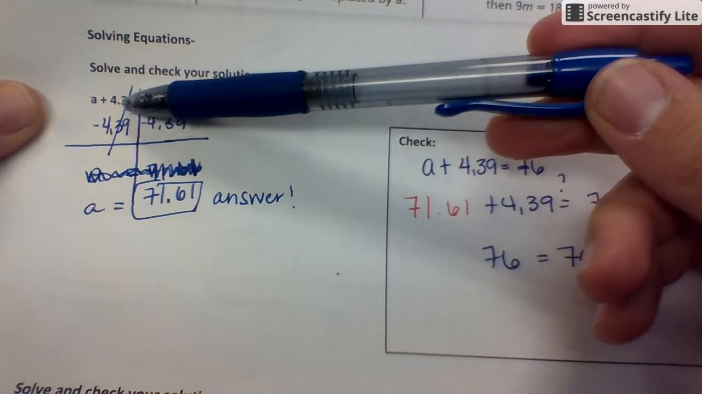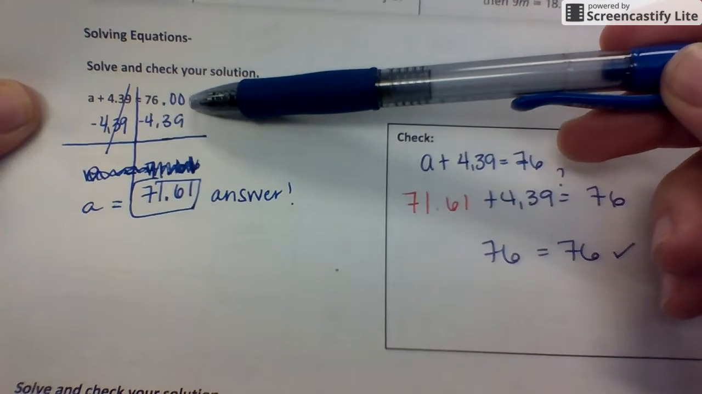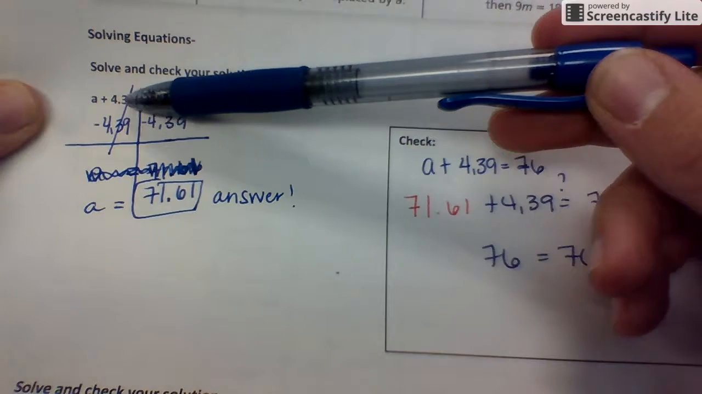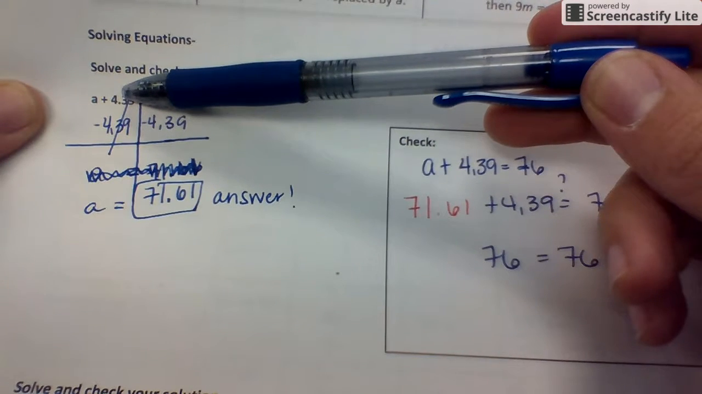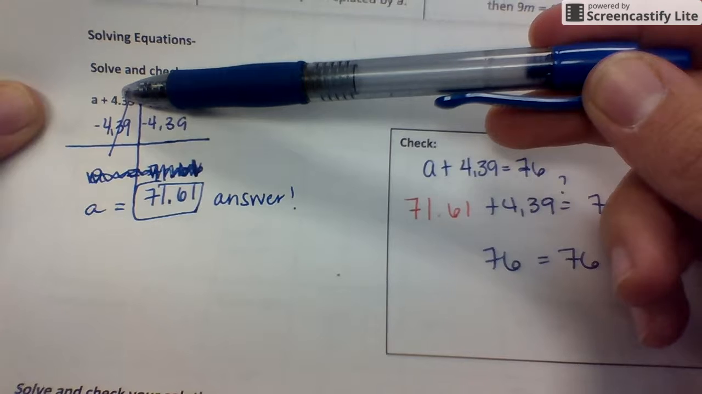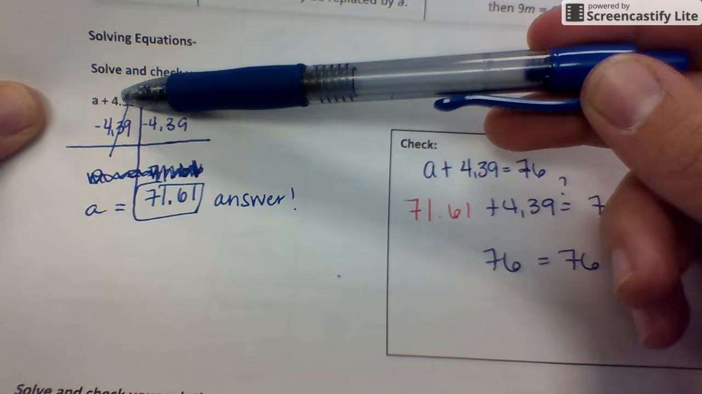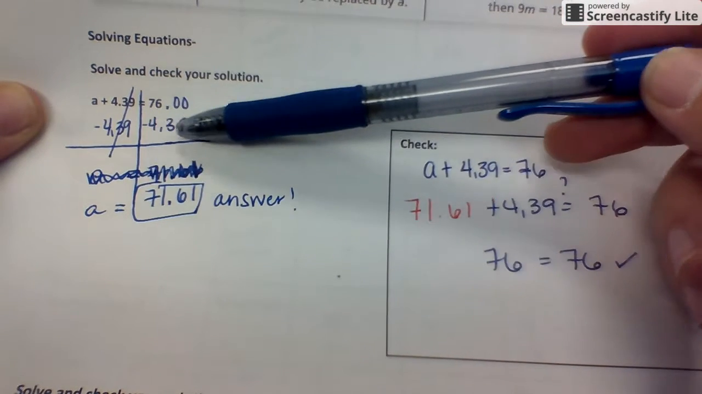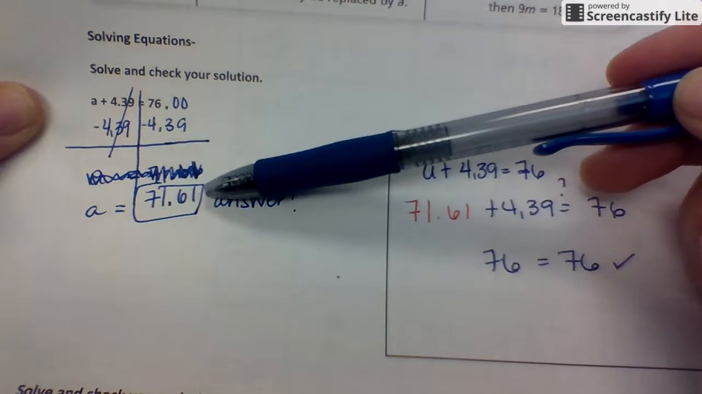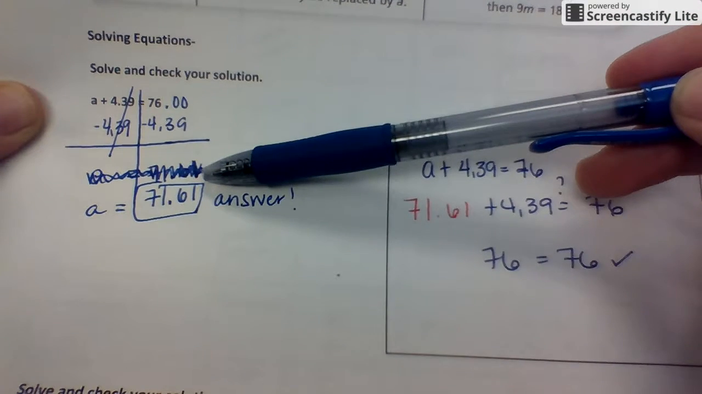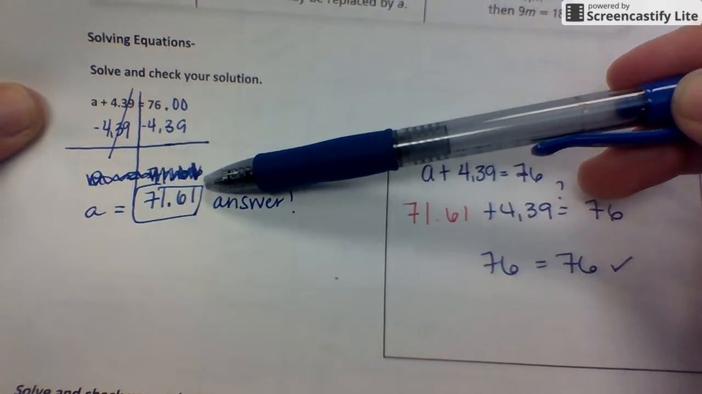How do you move 4.39 across that imaginary wall to solve? Well, this was a plus 4.39. So we're going to do the opposite operation. The opposite of plus is minus. So we went ahead and subtracted 4.39 from both sides, and we got an answer of 71.61. Now here's the kicker.